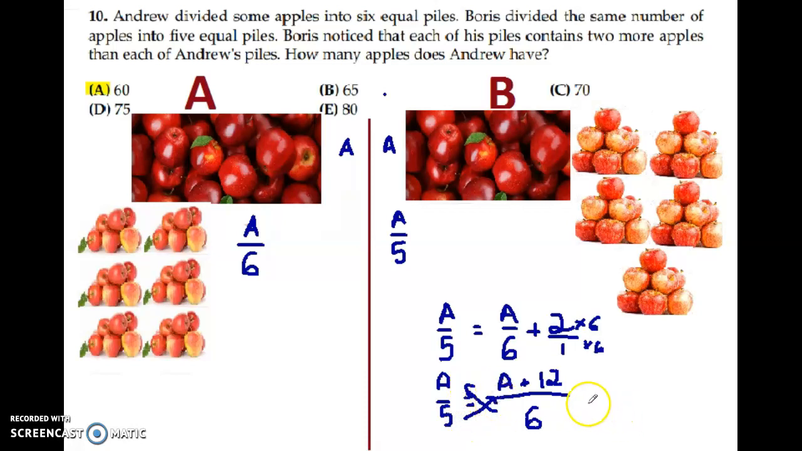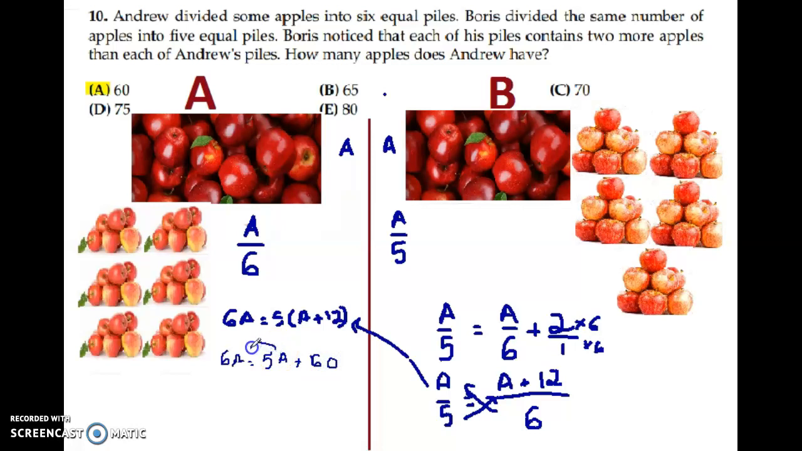Okay, so this becomes, I'll take the working over there, 6A equals 5 times A plus 12. I'll just take this thinner pencil. So 6 times A equals 5A plus 5 12s are 60.